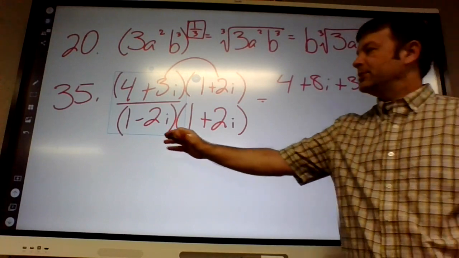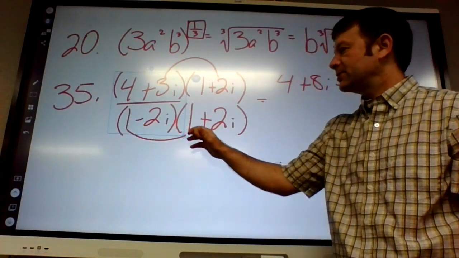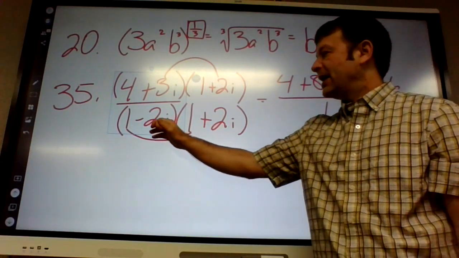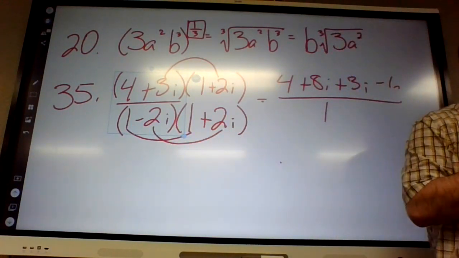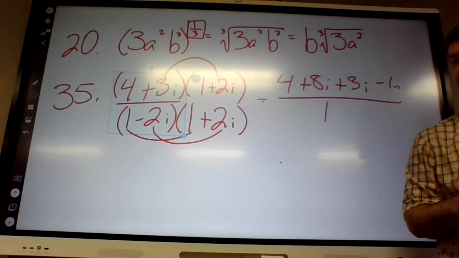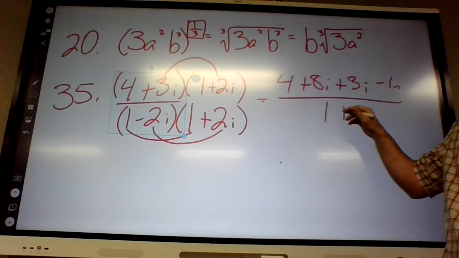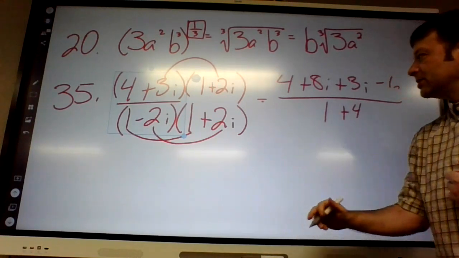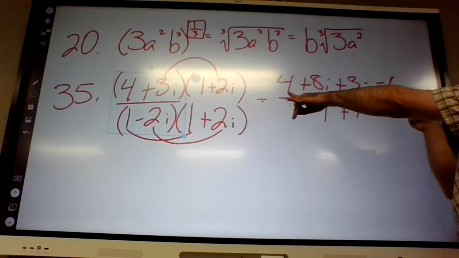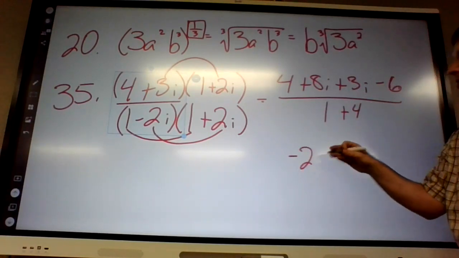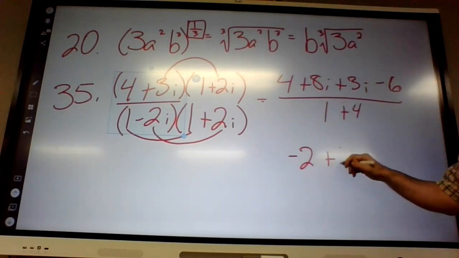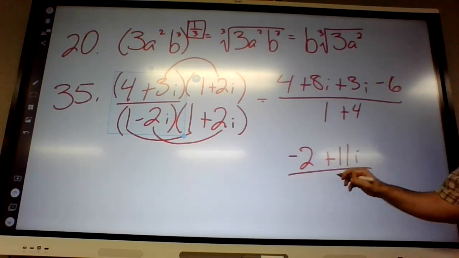Okay, the bottom, since they're conjugates, just do first and last. First, 1 times 1. Last, -2i times 2i. -4i squared, which turns into +4. Okay, so on the top I see 4 minus 6 and plus 8i plus 3i. On the bottom I see 5.